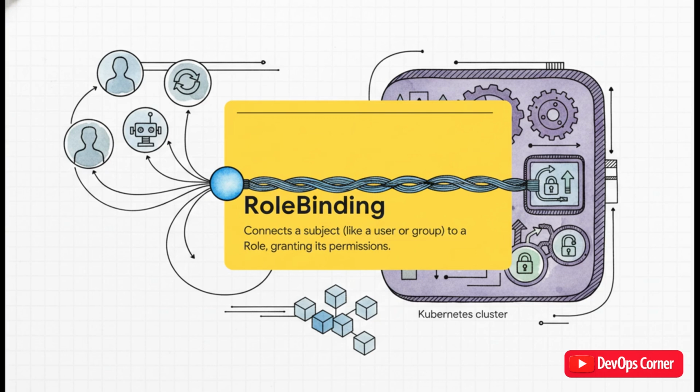To actually give those permissions to someone, you need a role binding. The role binding is what answers the who question. It takes a subject, that could be a person, a whole group of people, or even an automated process called a service account, and it connects them to a role. That's what brings the permissions to life.